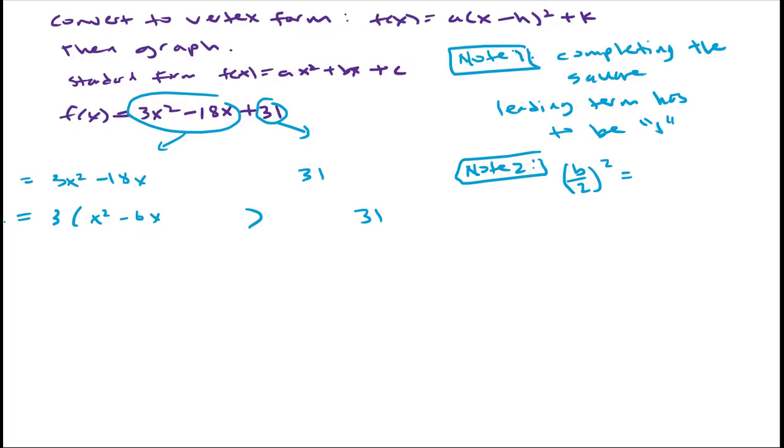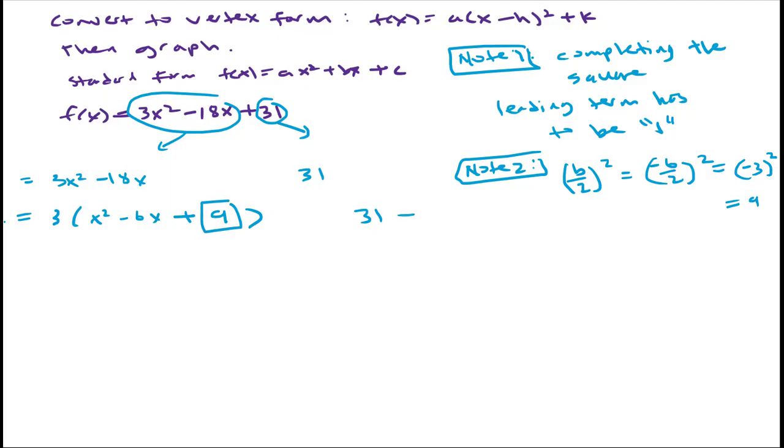Okay, so now that's going to give us minus 6 divided by 2 squared, which is negative 3 squared, which is equal to 9. Okay? So that means then I'm going to add 9 here, right? Gonna add 9 here. However, that's gonna be my box, right?